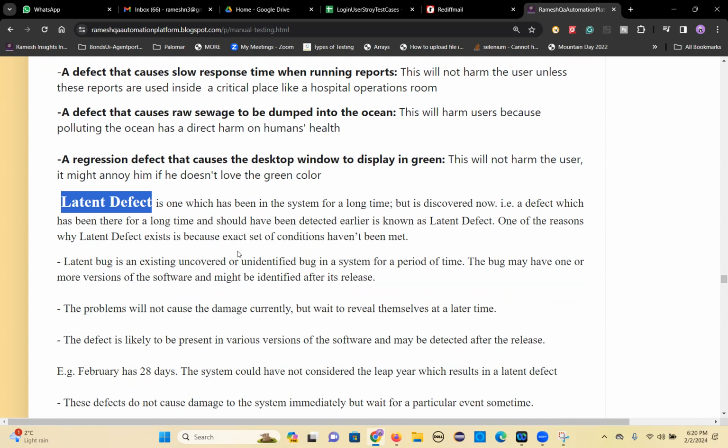Latent defect. A latent defect means a defect which has been in the system for a long time, but nobody found it. There are many reasons why we couldn't catch that bug. Maybe certain data is not present in the testing environment, or that situation hasn't occurred in the testing environment at testing time. For all these reasons, this defect is missed.